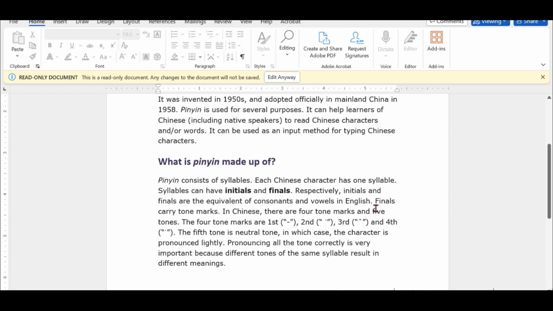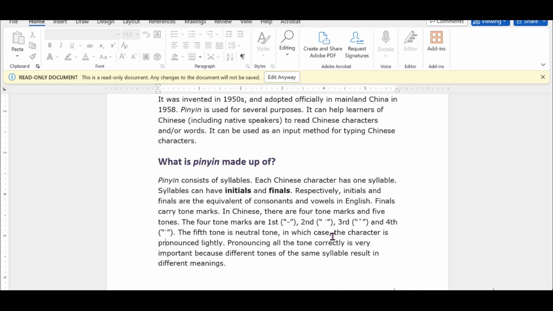Finals carry tone marks. In Chinese, we have 4 tone marks and 5 tones. The 4 tones are the first tone, and this is the sign for the first tone. The second tone, this is the sign for the second tone. The third tone, this is the sign for the third tone. And the fourth tone is this one that points down. We're going to learn tones later on in our lessons. The fifth and last tone is a neutral tone, and it is pronounced lightly.